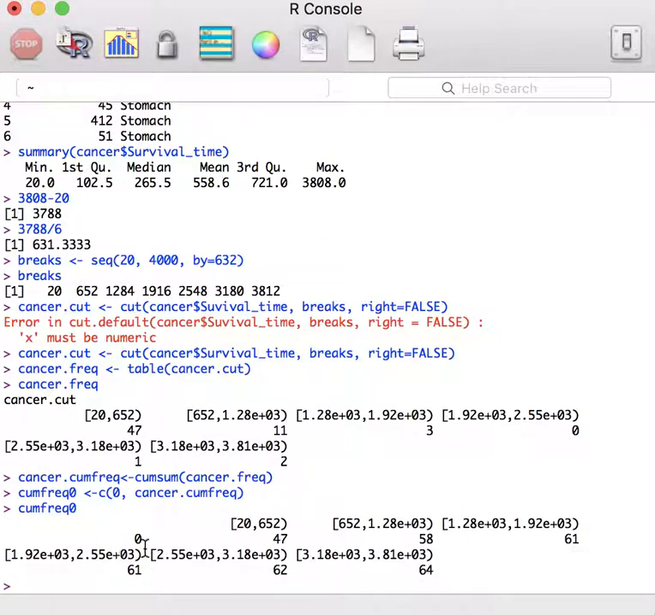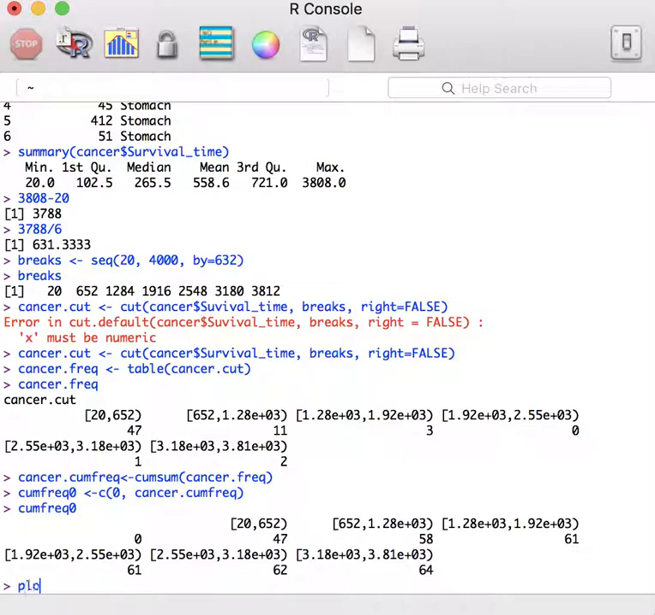So again, there's 0 here. There's 47 in this class. There's now 58 here, 61, 61, 62, and there's up to 64, because there actually are, I was wrong about 63, there's 64 data values. Okay. If you'd like to graph this, there is a graph for cumulative frequencies. It's called an ogive.